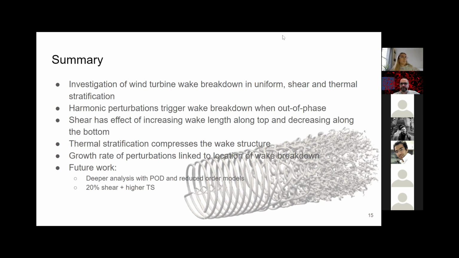Thank you, Amy, for your nice presentation. There's a question from Flavio. Can you tell us how you are dealing in the code with the thermal stratification?